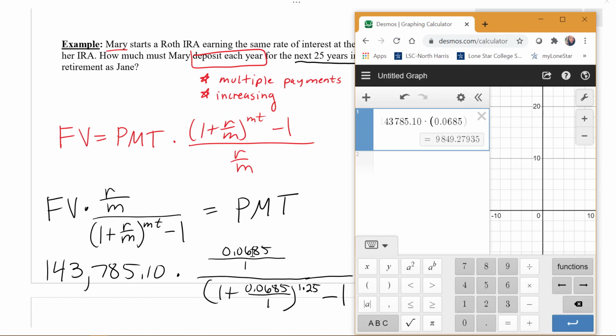Since I'm dividing by 1, I am not going to type that into my calculator because dividing that by 1 is just that itself. But I am going to go ahead and highlight this, hit divided by, and we'll type in the bottom part of that fraction. I'm not going to type divided by 1 again. And the exponent I need is 1 times 25, that's just 25. Come out of that exponent and subtract 1.